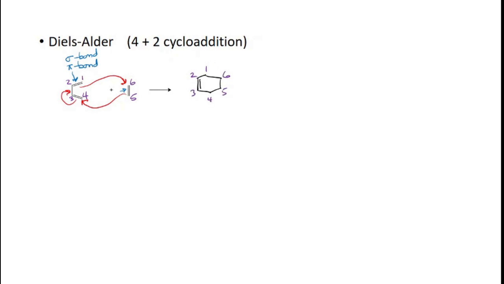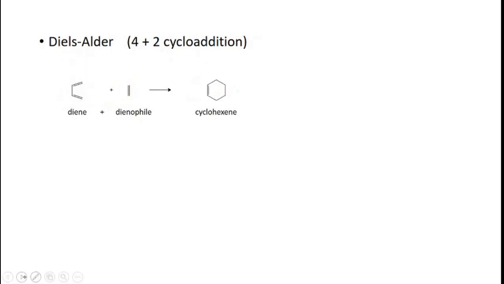You can see the carbons that correspond. But this is a Diels-Alder reaction in its most simple form. And it is, in fact, what you did for the lab reaction. You had a diene, you reacted that with a dienophile, and you formed a cyclohexene.